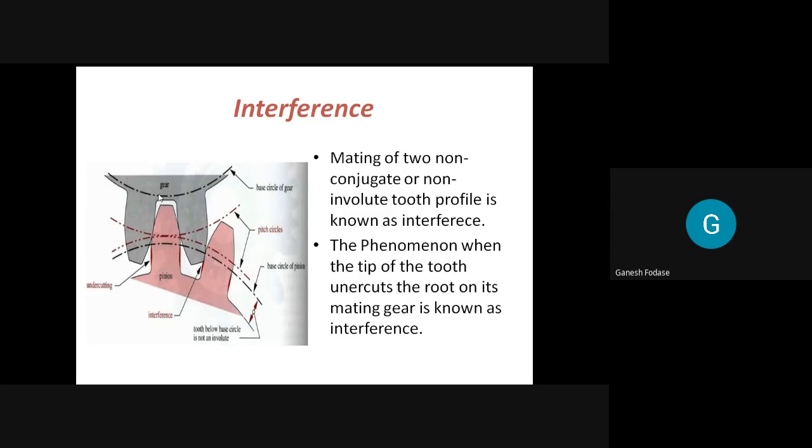So when does it actually occur? You can see here, whenever the tip of the tooth undercuts the root on its mating gear. Let's say this is the pinion and this is the gear. If the tip of the wheel cuts some portion of this pinion, then that phenomenon is called interference. So the tip of the tooth of one gear undercuts the root on its mating gear. This phenomenon is called interference.